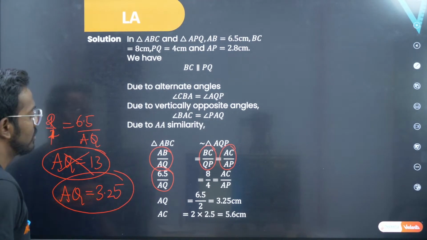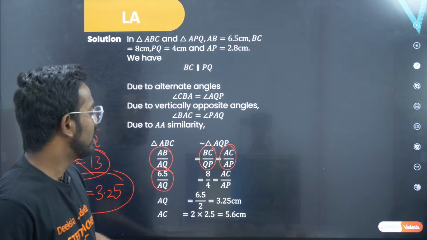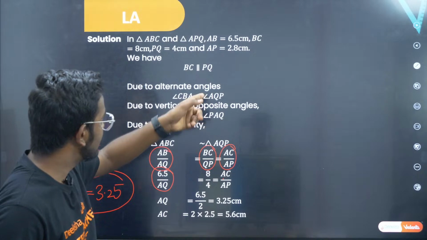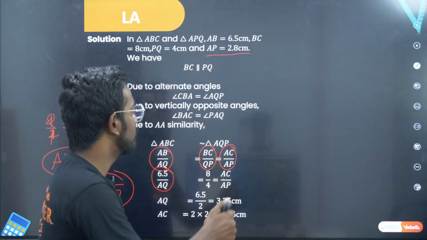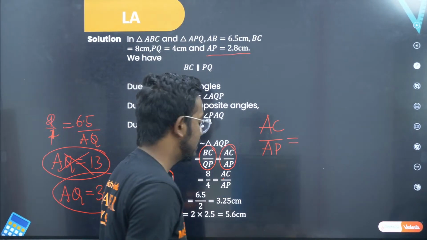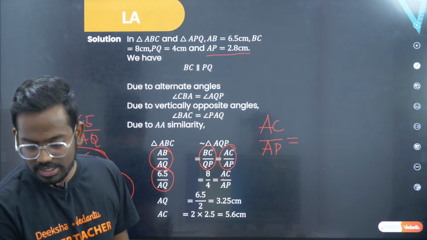So this is your AQ. Similarly, once you get AQ, you can also take AC by AP. I also know AC is asked and AP is given to be 2.8. So from here what can you say? AC by AP should be equal to... Sir, error in the question.